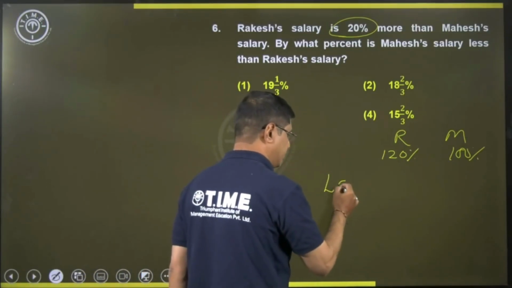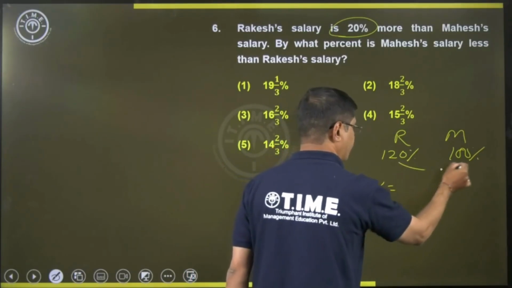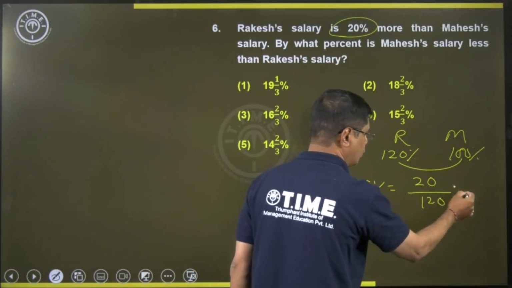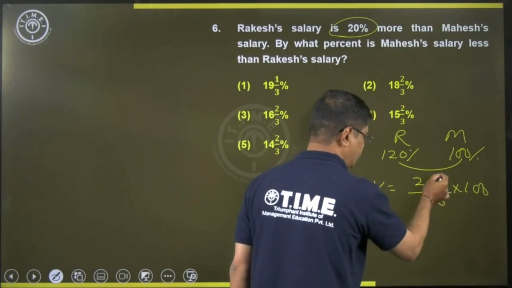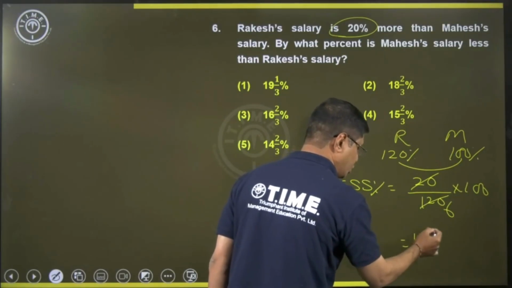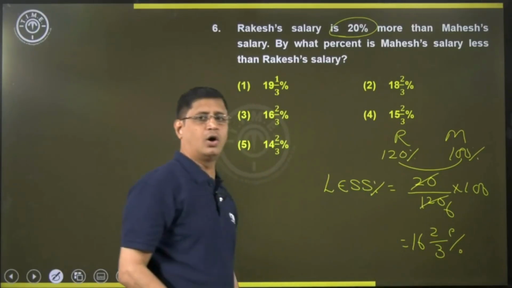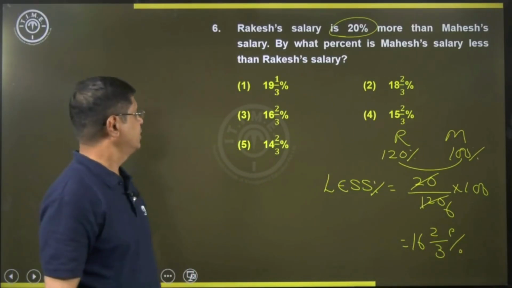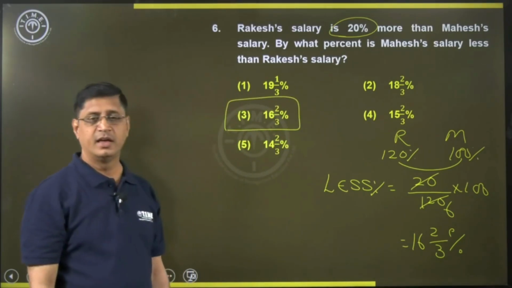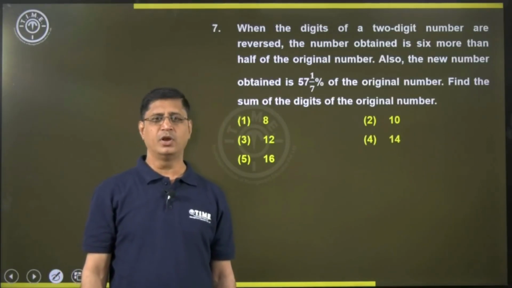Percentage less means difference by higher value. Difference is 20. Higher value is 120, into 100. Simplify. 20 goes exactly 6 times in 120. 1 by 6 into 100, that is 16.66%, or 16 by 3%. Right choice, option 3. Third choice is the correct answer. Okay, now next example on your screen.